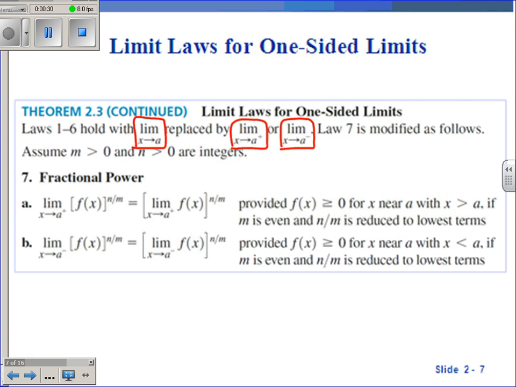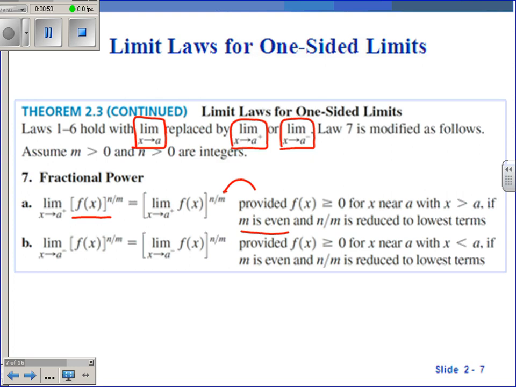So it doesn't matter, the sum, the difference, the product, the quotients. Law 7, though, has to be modified because here we're dealing with the fractional exponents. Okay? We have m and n are just positive integers. If we're looking at this function to a fractional exponent, we have to worry if m is going to be an even number, then that means that the denominator of that fraction is even, which means we have an even root, like a square root or a fourth root.